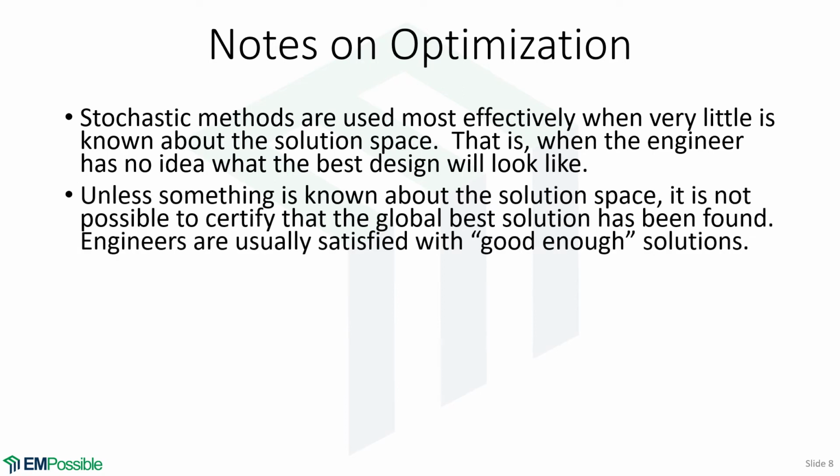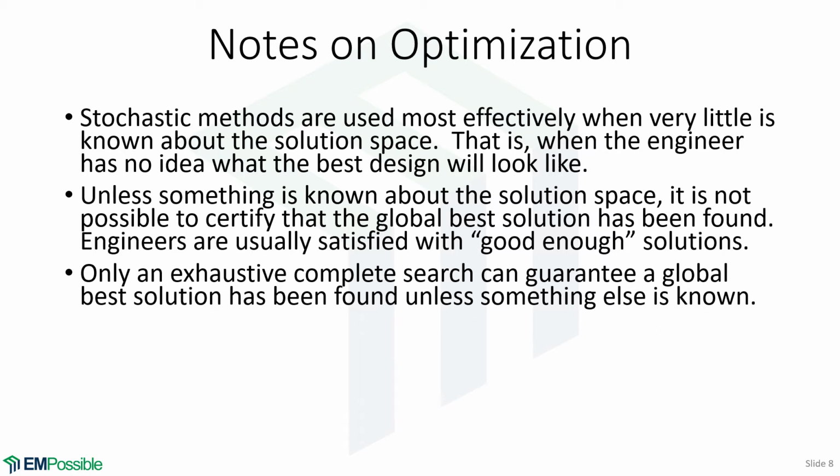So that's what we're just saying here. A lot of people will argue, "Hey, this method is absolutely guaranteed to find the global best," and that's completely absurd, unless you know something about the solution space. But if you know something about the solution space, why are you employing an optimization algorithm? You can likely jump straight to it. But as engineers, we're satisfied with good enough type solutions.